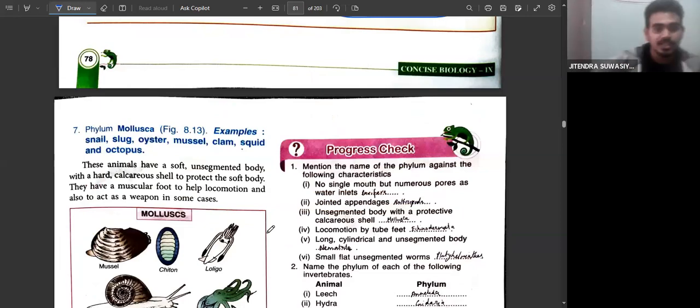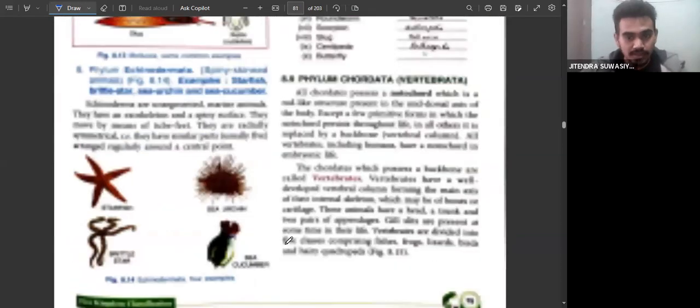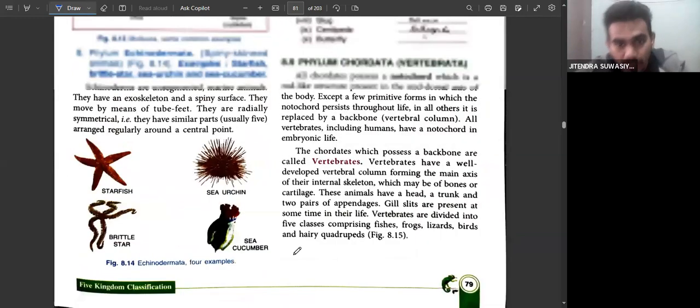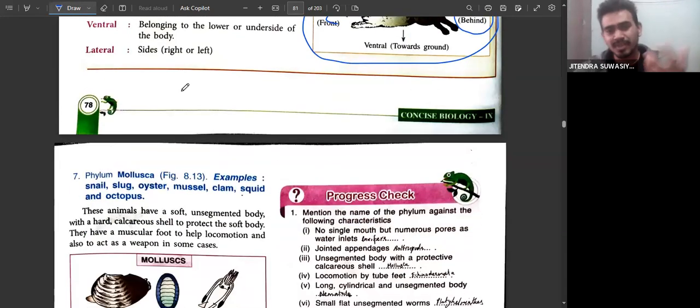Then that is phylum Mollusca. There is a lot of hierarchy we have to study to classify organisms. We have kingdom, phylum, class, order, family, genus, species. A species is the lowest hierarchy classification in the animal kingdom or any organism in the world. So that is a very simple trick if you want to remember.